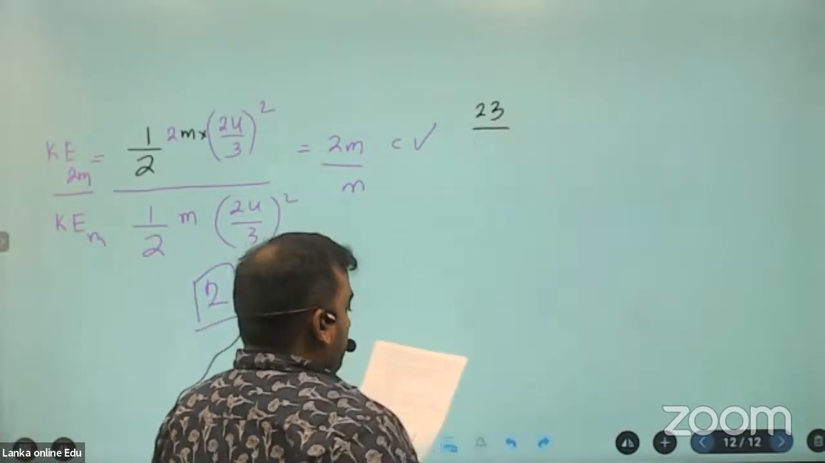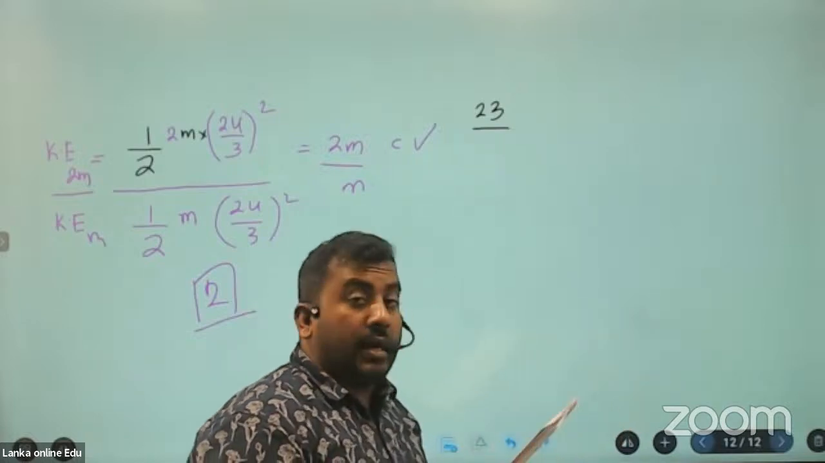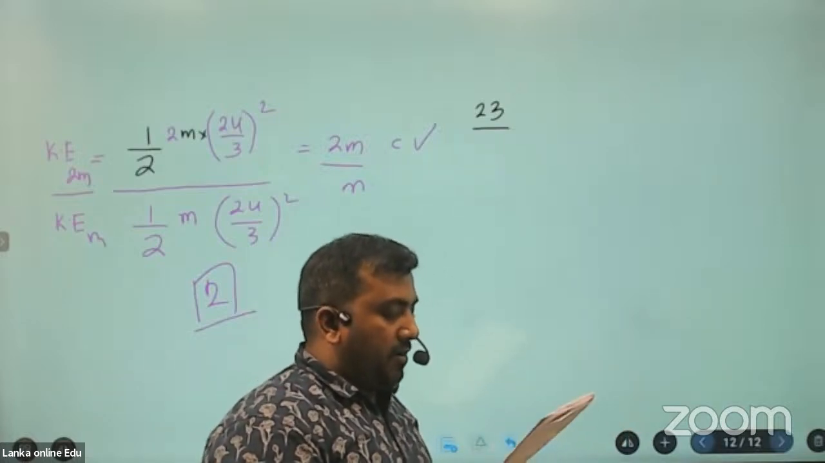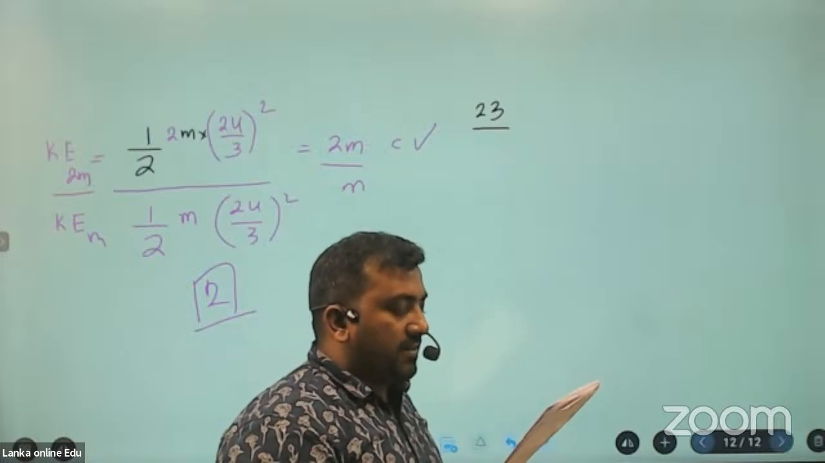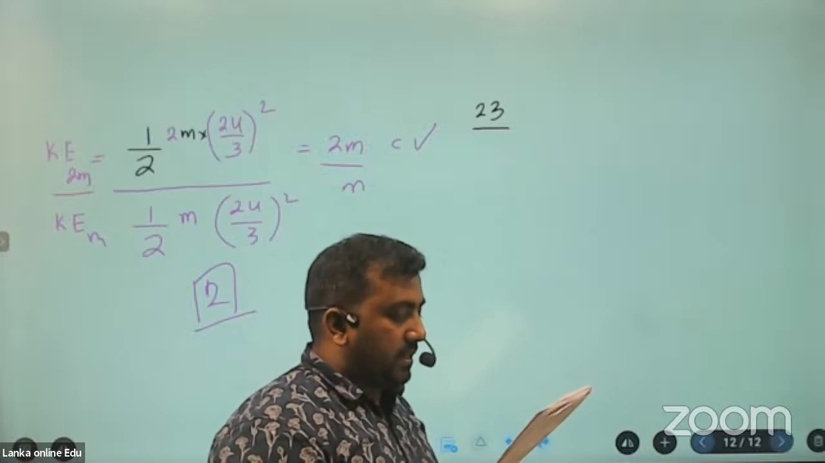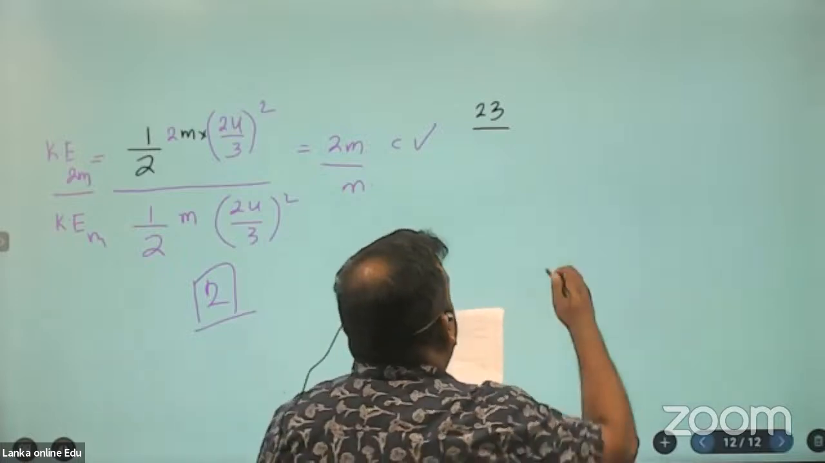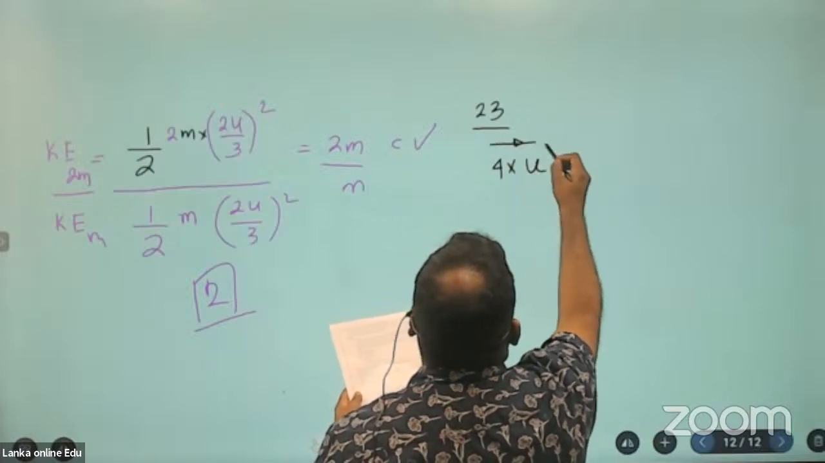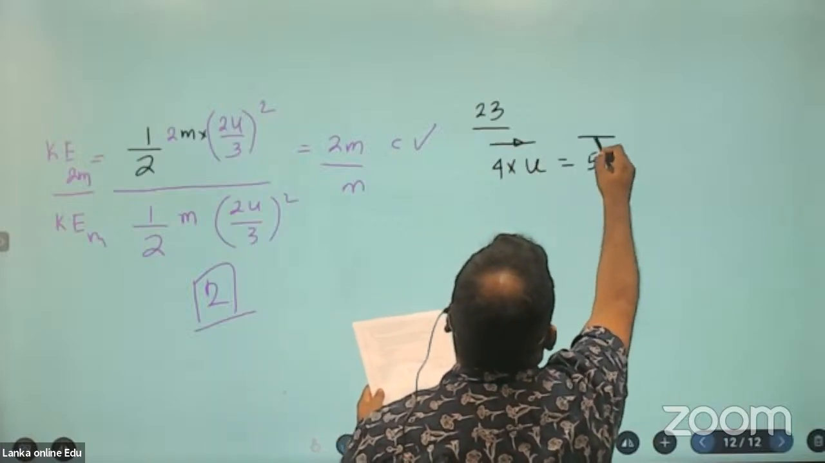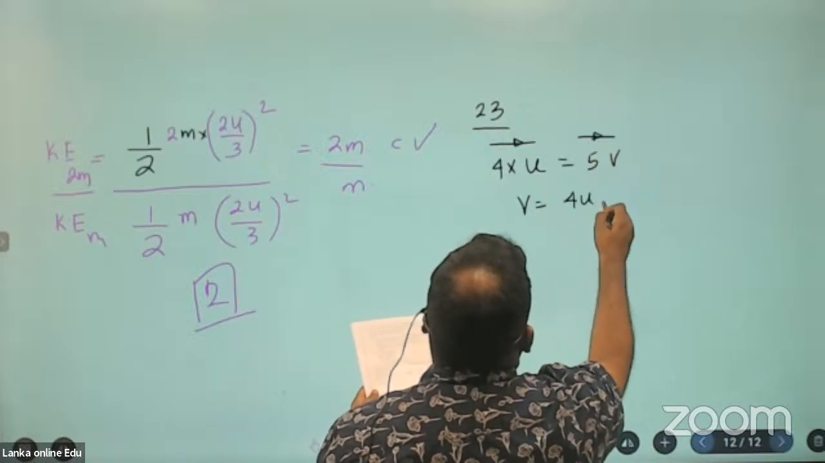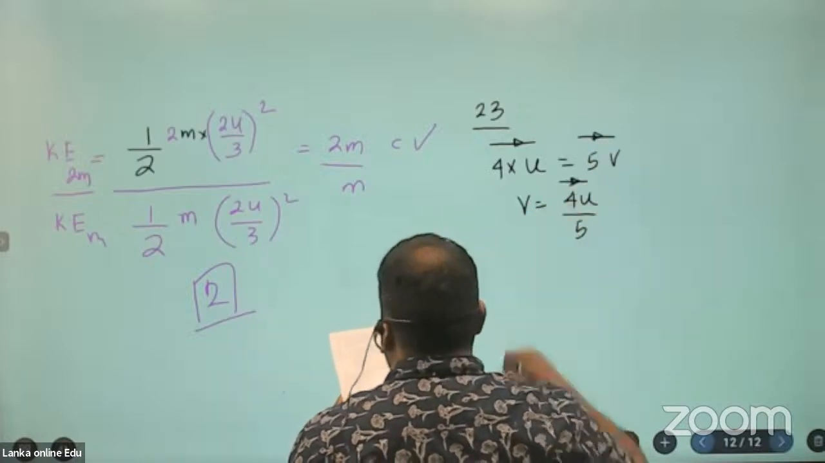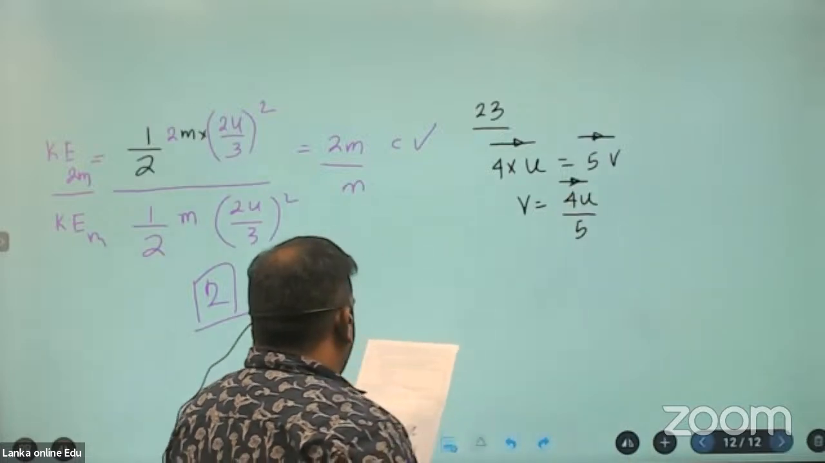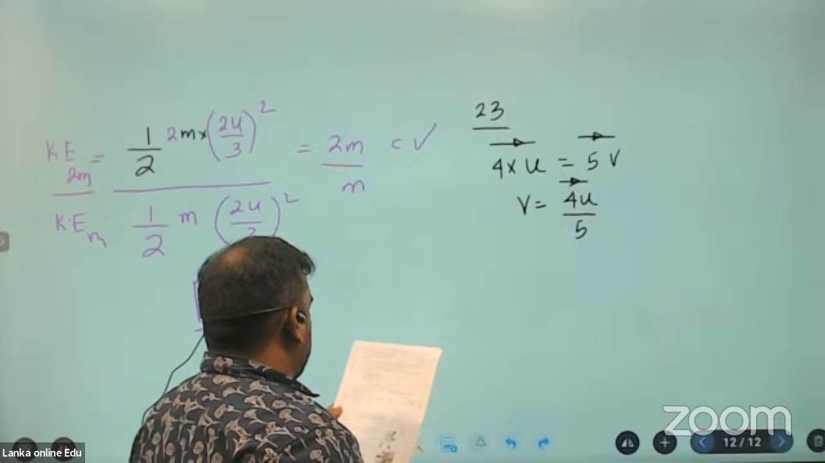MCQ 23. A toy train compartment A of mass 4 kg moves with a velocity u, undergoes a head-on collision with another compartment B of mass 1 kg and they move as one object after the collision. So quickly you can write it: 4 times u collides with 1, 5 times v. Final velocity is 4u divided by 5. What is the value of u if the loss in kinetic energy is 1.6 joules?